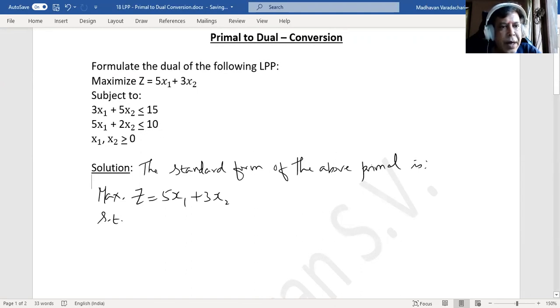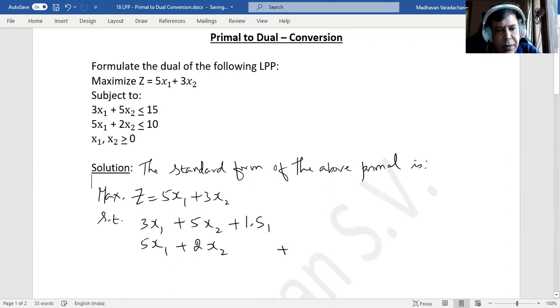So we will incorporate a slack variable: subject to 3 times x1 plus 5 times x2 plus 1 times s1. Second constraint, 5 times x1 plus 2 times x2 plus 1 times s2. Another slack variable s2 is not there in the first constraint and s1 is not there in the second constraint. Now I can equate it to the right hand side constants 15 and 10.